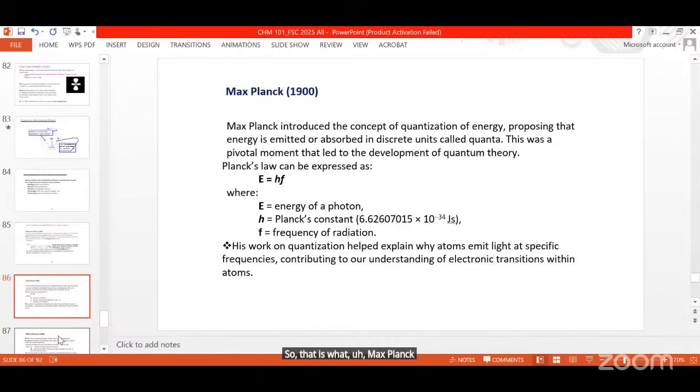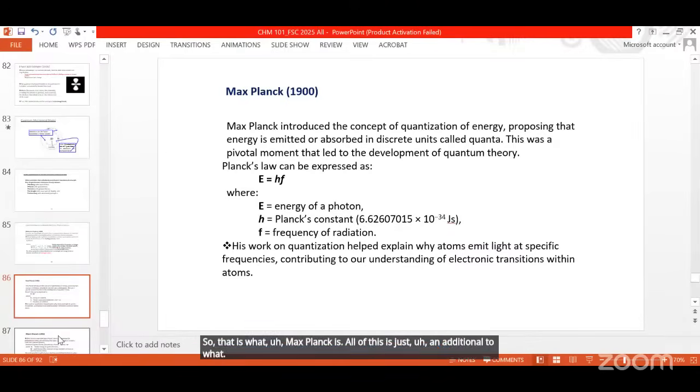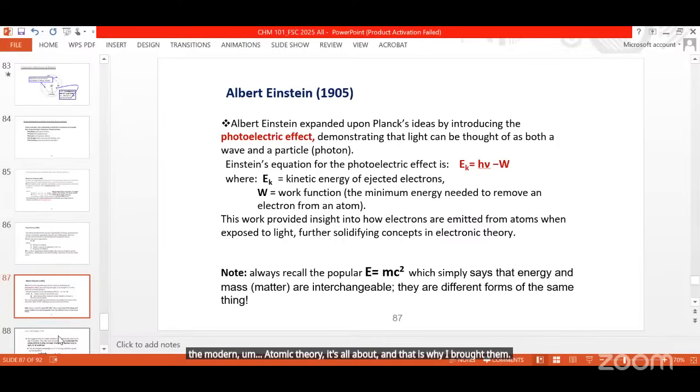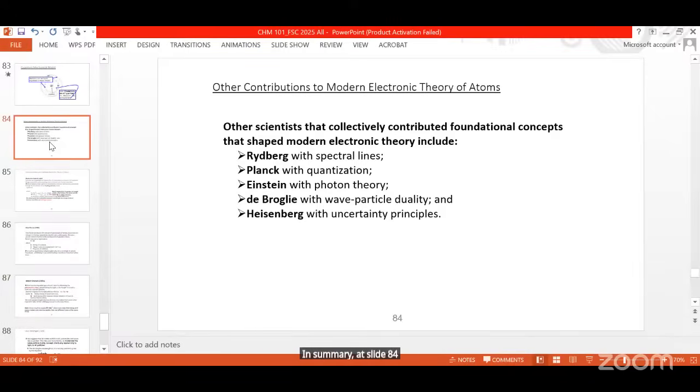All of this is just an addition to what the modern atomic theory is all about. And that is why I brought them in summary at slide 84, that you just look at each of them and know what each of them is all about.